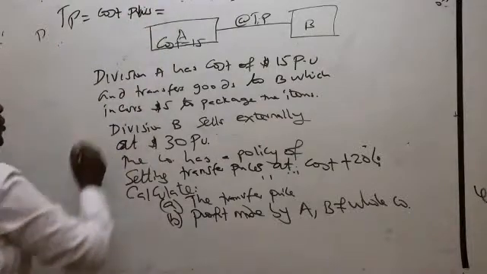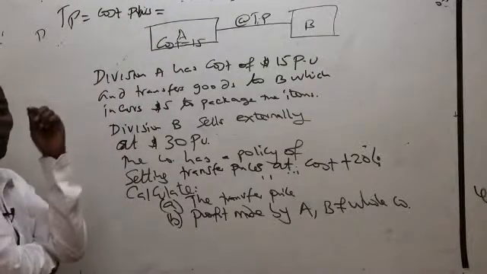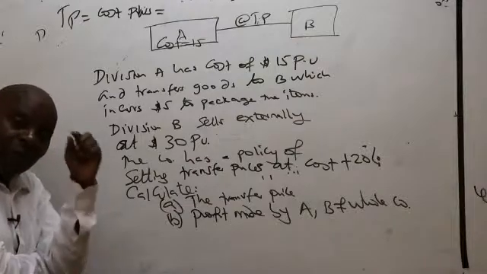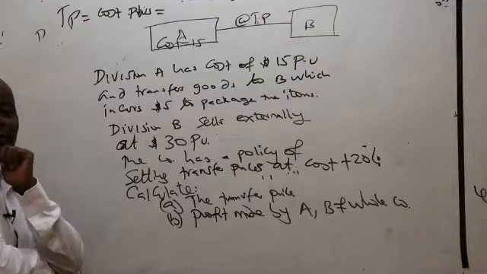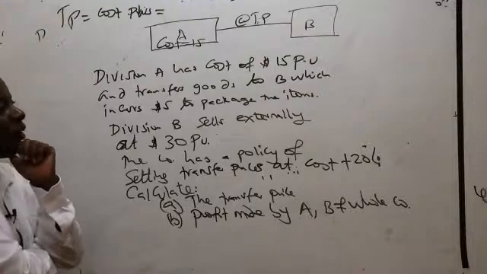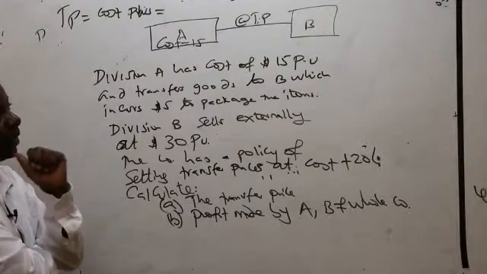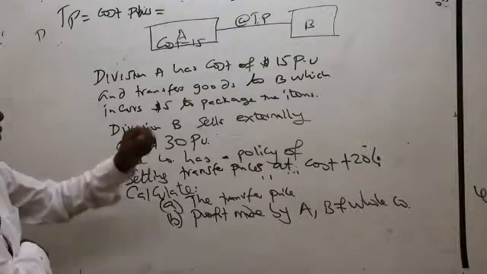Where very many students confuse, which cost should we use as the base? It is the cost of that company or that division which manufactures. The cost of the manufacturing company. And the manufacturing division, ladies and gentlemen, is division A.